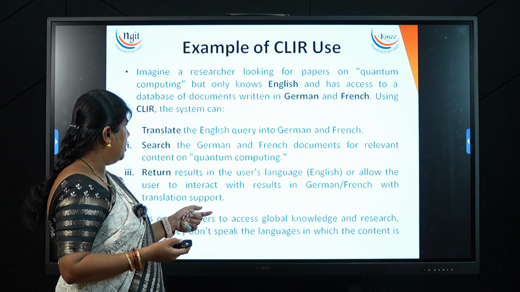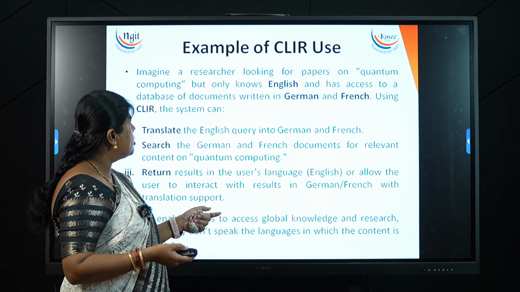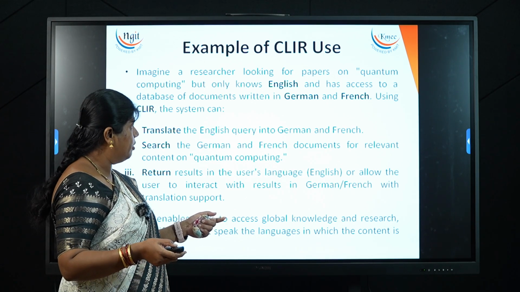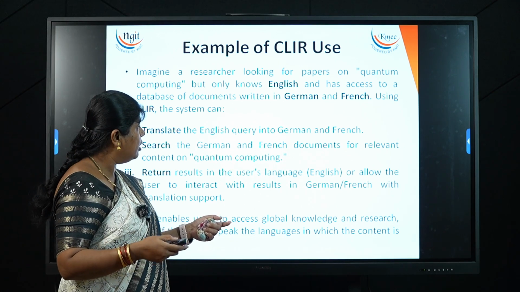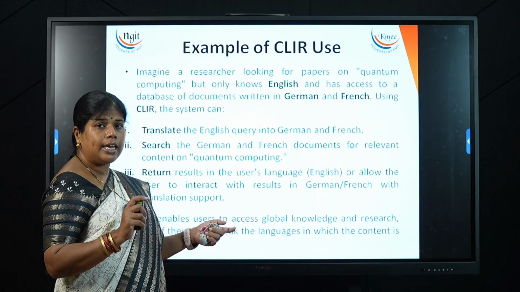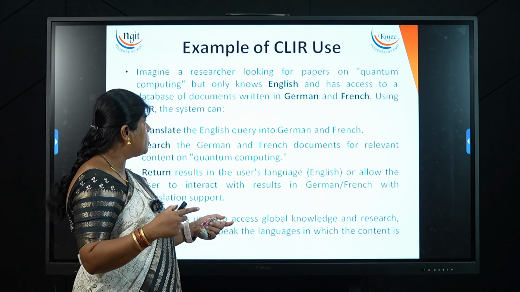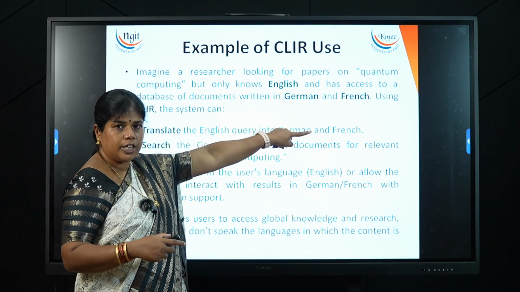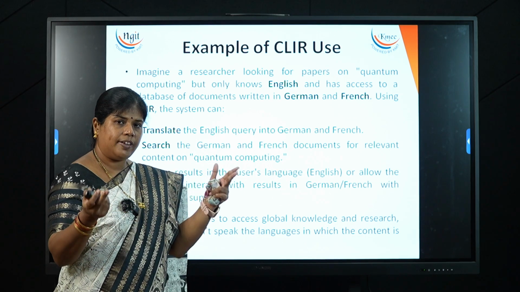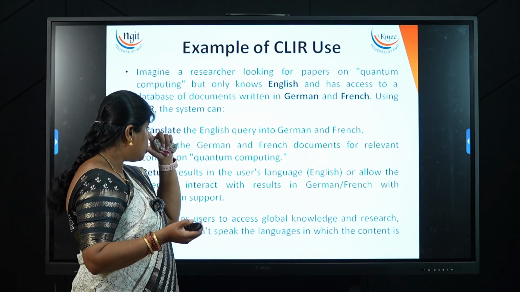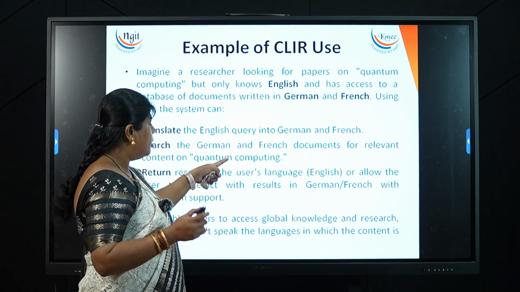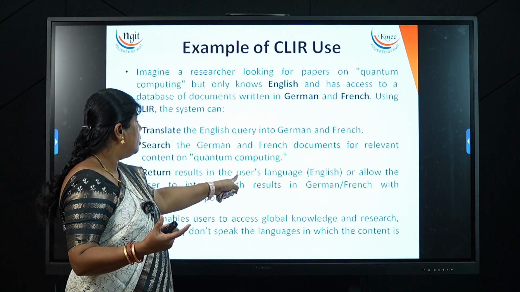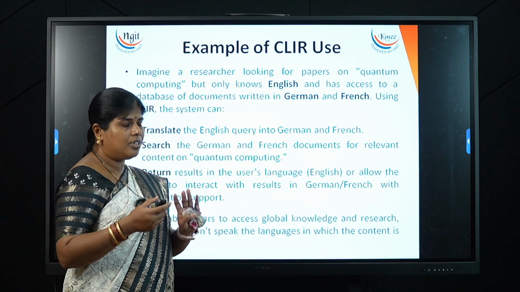Now what is an example of CLIR? Imagine a researcher is looking for papers on quantum computing but knows only the English language, and my database is in German and French. Then how will CLIR be useful in this case? What will be the steps? The English term "quantum computing" should be converted into German and French, either by translation or query expansion. Then search those German and French documents based on the translated or expanded content, and then return the results to the user.